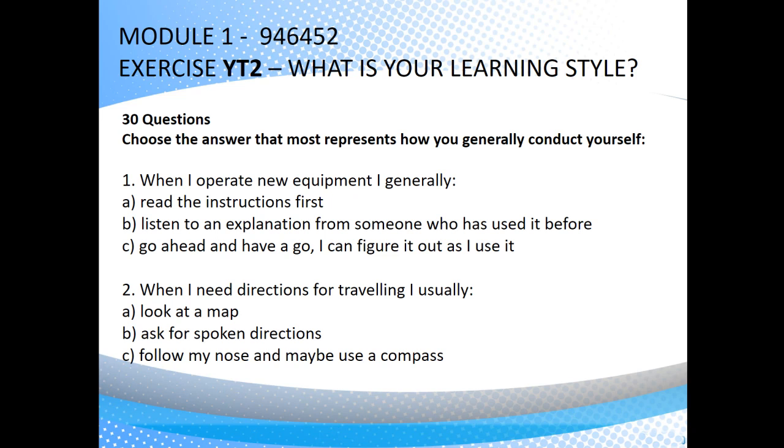Since this is on video, of course, you can go back and forth and stop and answer them as you go along. Let's just read the first two together. Number one: when I operate new equipment, I generally A, read the instructions first, B, listen to an explanation from someone who has used it before, or C, go ahead and have a go. I can figure it out as I use it. Question two: when I need directions for traveling, I usually A, look at a map, B, ask for spoken directions, or C, I follow my nose and maybe use a compass.